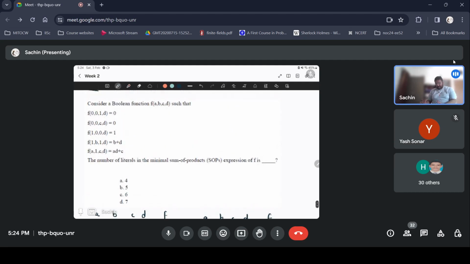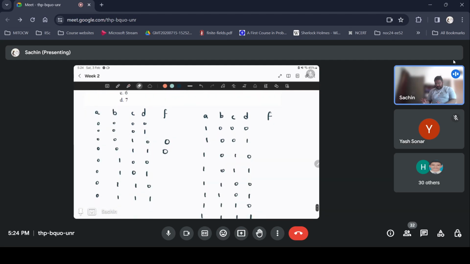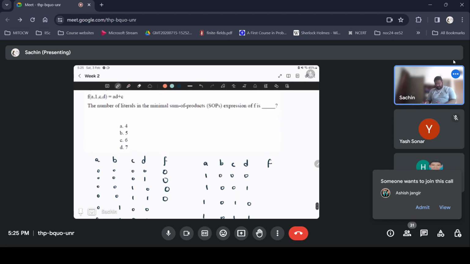Second thing is f of 0, 0, c, d is 0. That means if a is equal to 0 and b is equal to 0, then regardless of the value of c and d, the output is 0. So the combinations where a and b are 0 are the first 4. So a and b are 0 here. In that case, regardless of the value of c and d, the output is 0. So these two are also 0. That's what we find from the second equation.